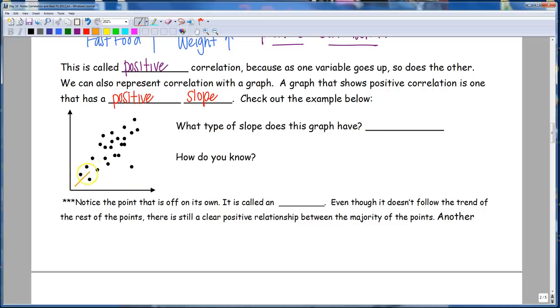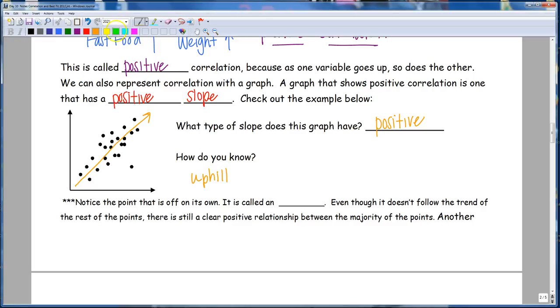If you go ahead and you draw a line that models that data that goes through it, you can see that this line does have a positive slope. And we know because the dots are trending upward, so they are going uphill. Okay, so if you see a graph like this, this means there's positive correlation.